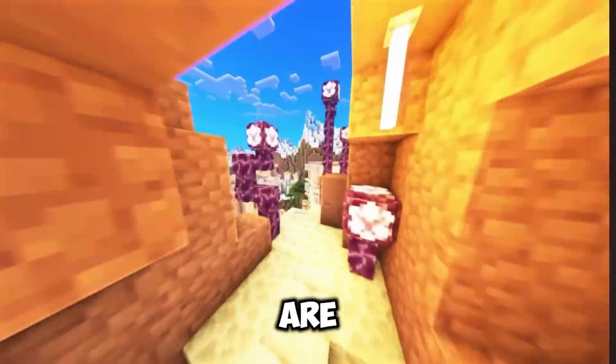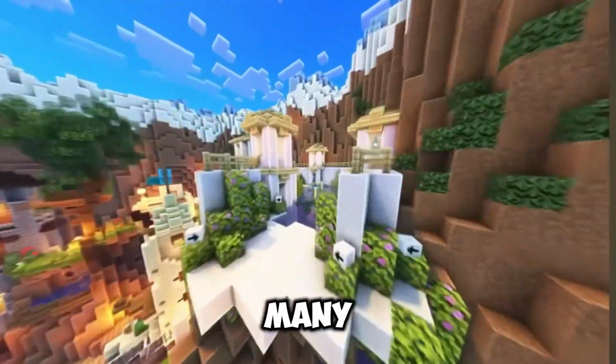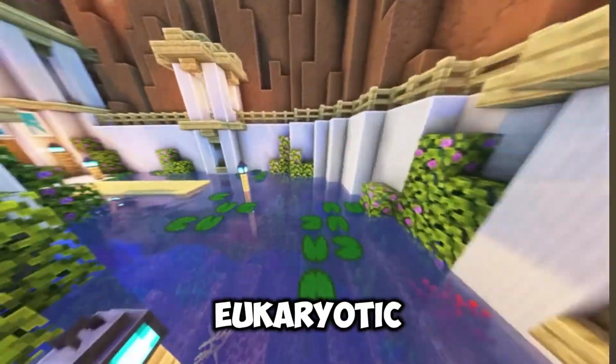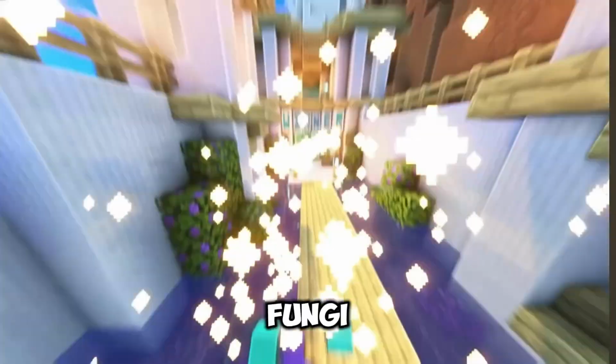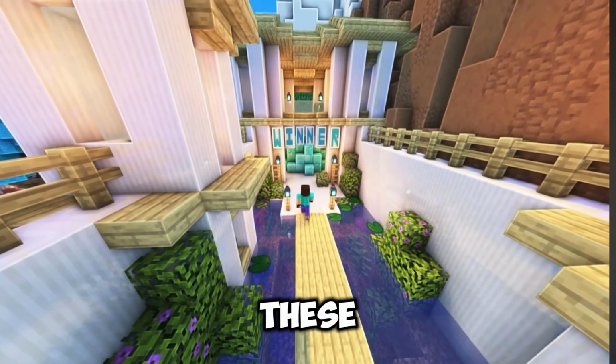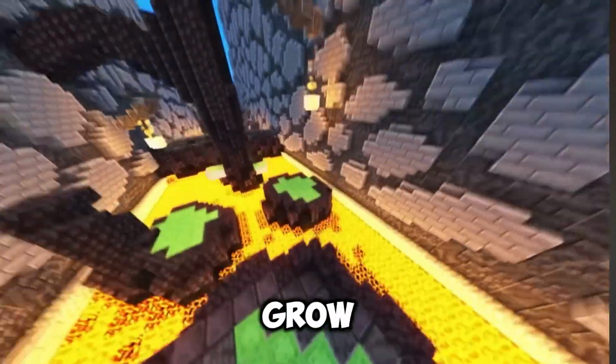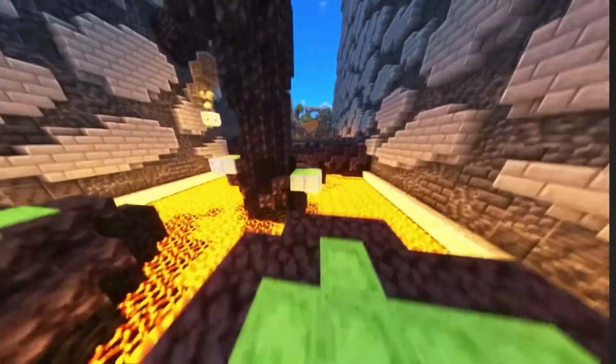Eukaryotic cells, on the other hand, are much more complex. They have a true nucleus surrounded by the nuclear membrane and contain many membrane-bound organelles. Eukaryotic cells make up animals, plants, fungi, and protists, including humans. Because of compartmentalization, these cells can perform specialized functions effectively and efficiently and grow larger than prokaryotic cells.